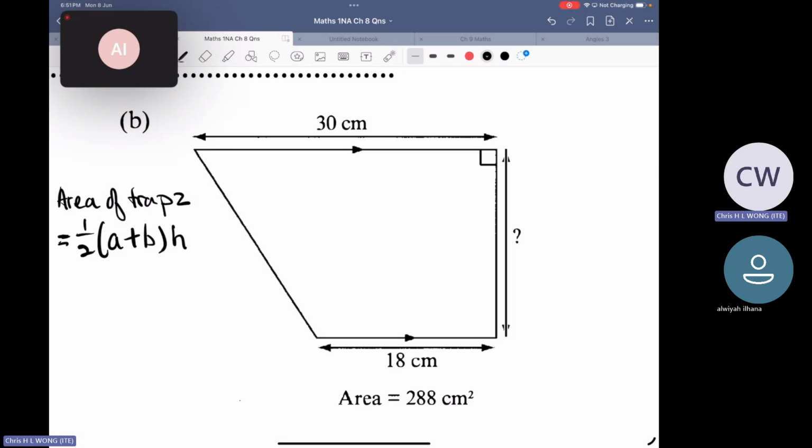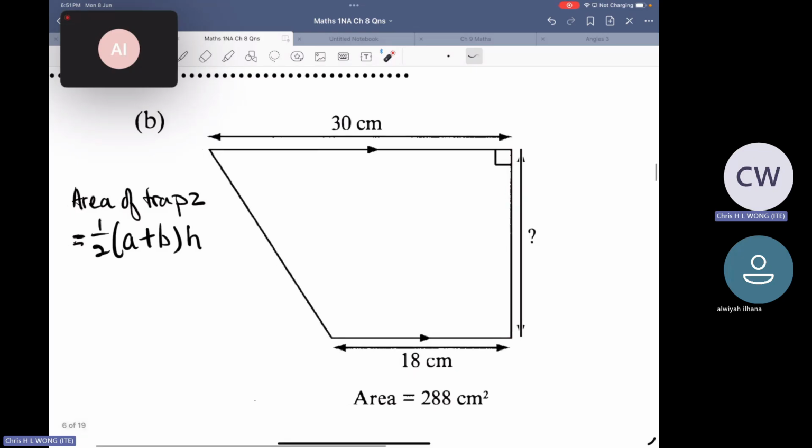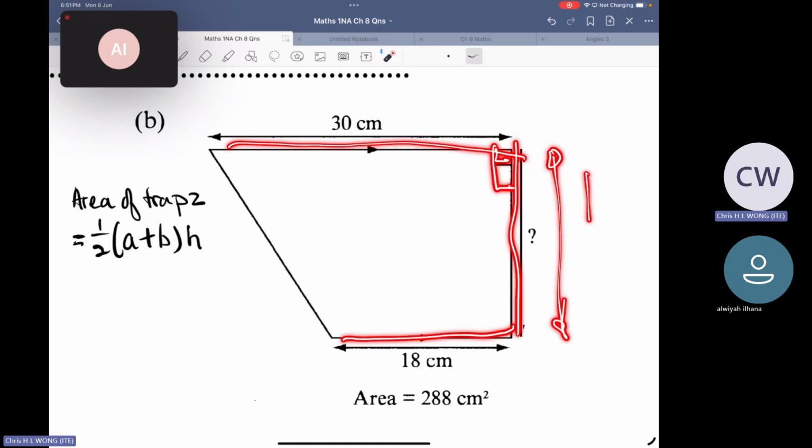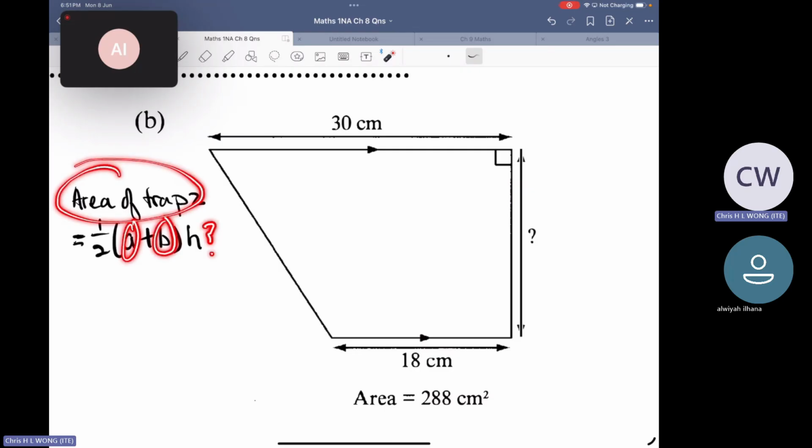This is the height. How do you know this is the height? Because there's a right angle to the two parallel sides. The right angle is here, isn't it? So this is the height. I have given you the area, I've given you a, given you b. You're supposed to find the h, isn't it? This h. So a is given, b is given, you're supposed to find h.